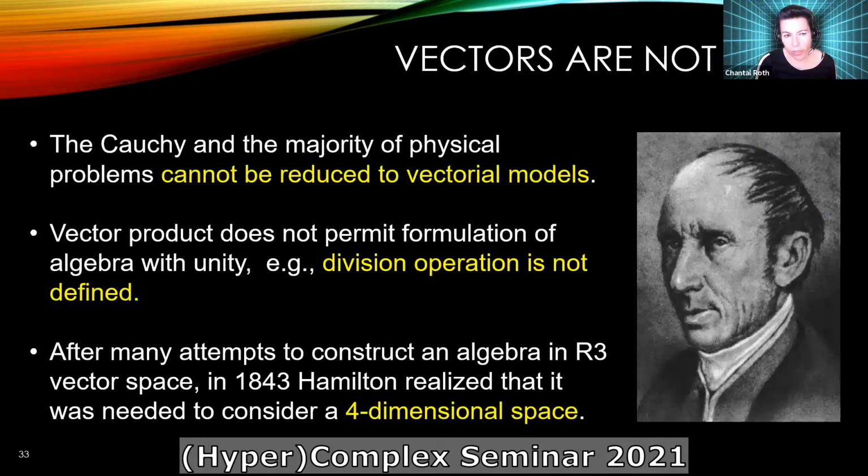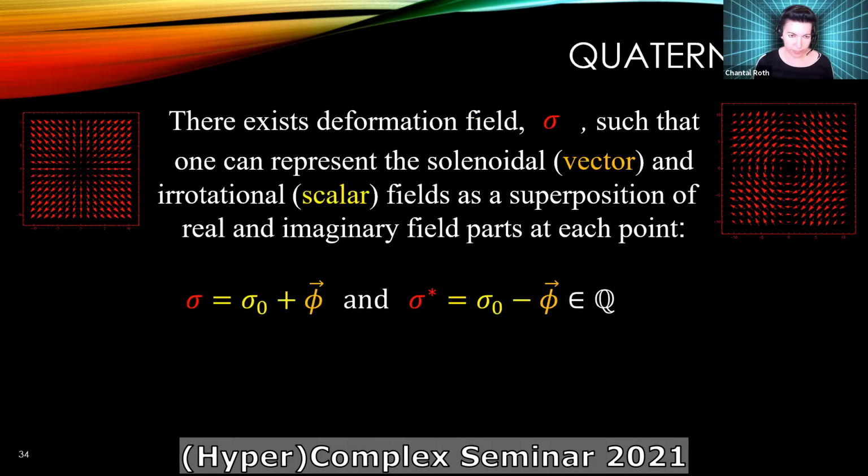Now, as you well know, vectors are really not suited for this because there's no division operation. It's actually much simpler to use quaternions for this. After many attempts to construct an algebra in R3 vector space, Hamilton realized that he needed a 4-dimensional space to do this. And this is where the quaternions now come in. So there exists a deformation field sigma, such that one could represent the solenoidal, the vector, and scalar field as a superposition of real and imaginary parts at each point. So this is basically the scalar part, and this is the vectorial part.